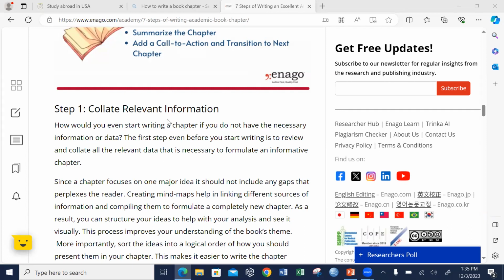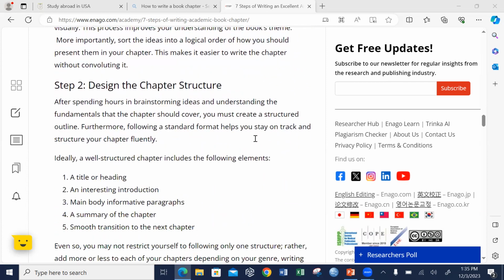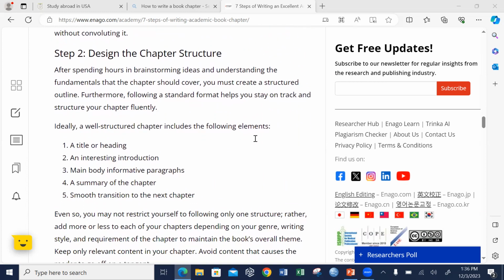The first step, you collect relevant information. How will you even start writing a chapter if you do not have necessary information or data? So you need to gather all this data and relevant information to help you develop the chapter. Then the next step, you design the chapter structure. How do we design it?